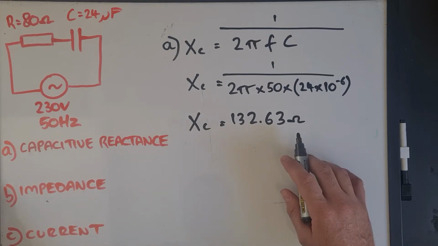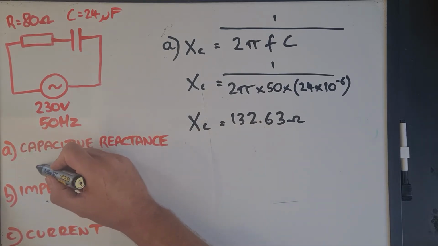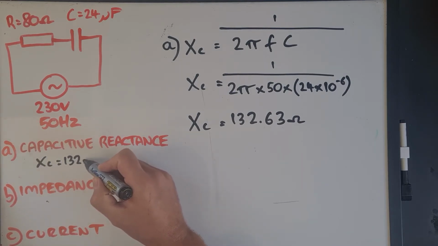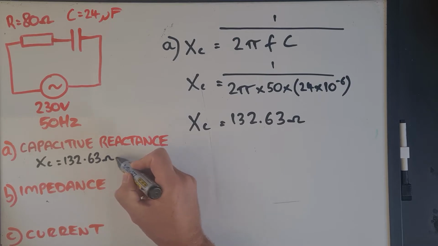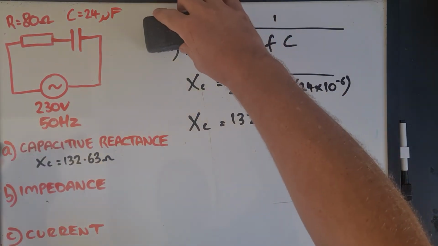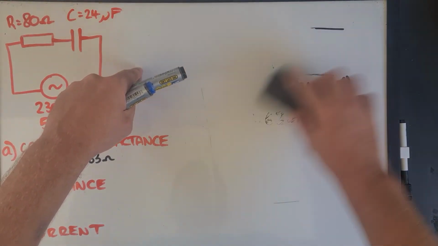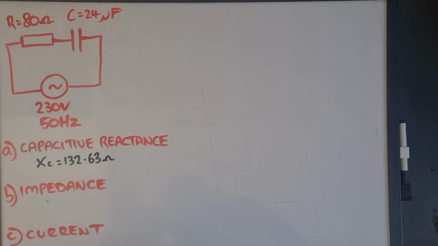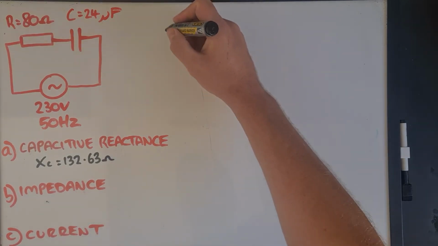Okay, so let's take that capacitive reactance. I'll just write it underneath the question here. Okay, that's our answer to A. I'll just have to take this off the board to make a bit of space. We're going to look at impedance, question B.